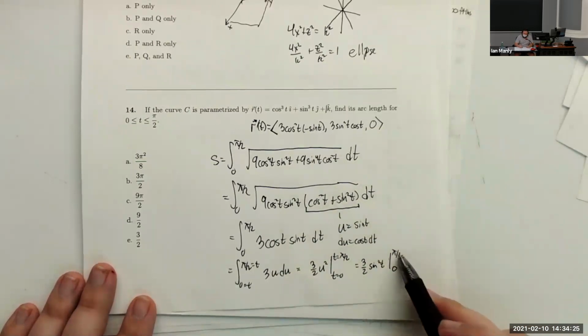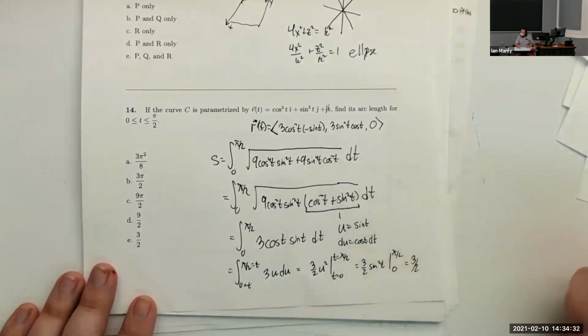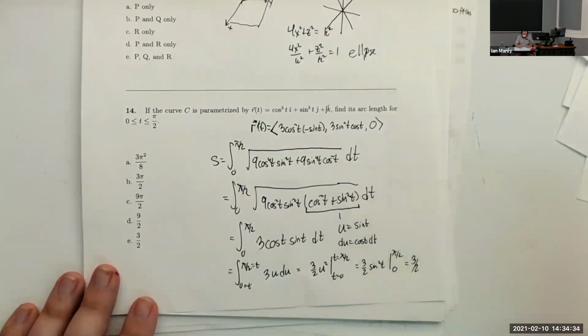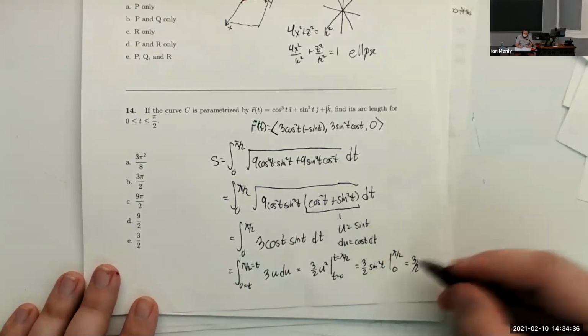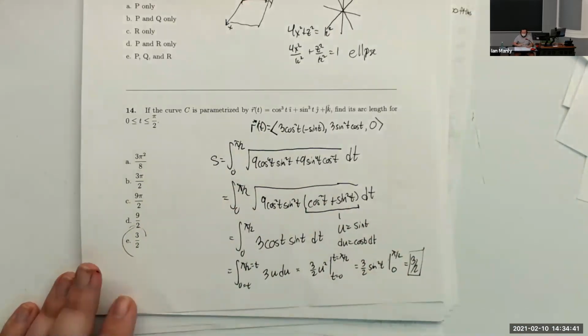All right, and then let's go ahead and plug in pi over 2 for this, and we get 1. And then times 3/2 will be 3/2 right here. And then we can plug 0 into here and we get 0. But regardless, we get 3/2. So that's going to be our answer for this guy.